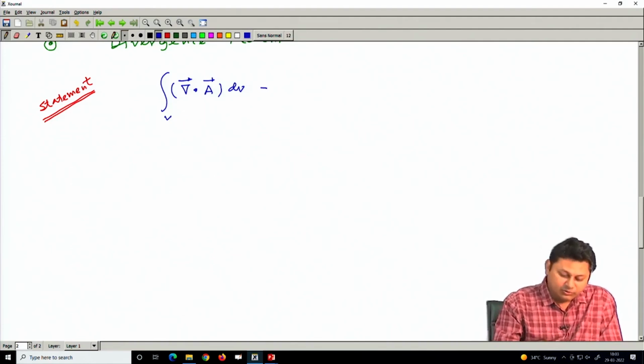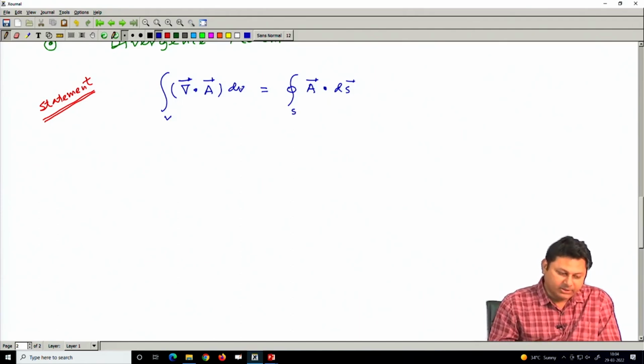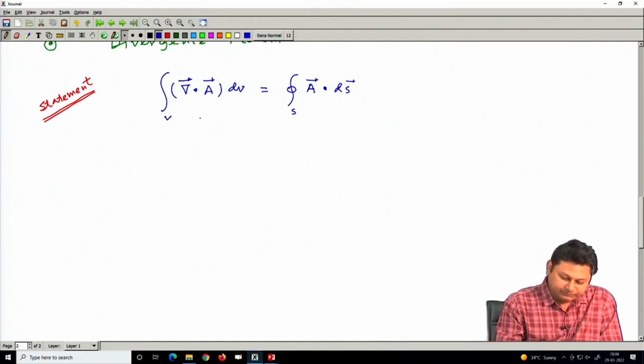So, that value should be exactly identical if I take the same vector field and perform a closed surface integral of that vector field, such that this surface encloses the volume we took. Okay. So, this is a volume integral, left hand side. And this is a surface integral.